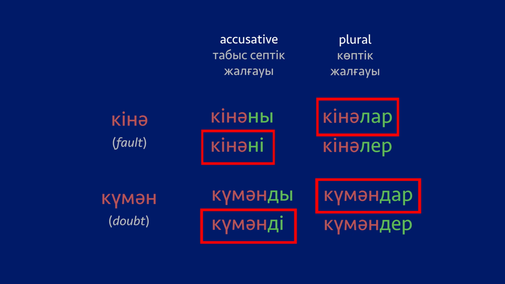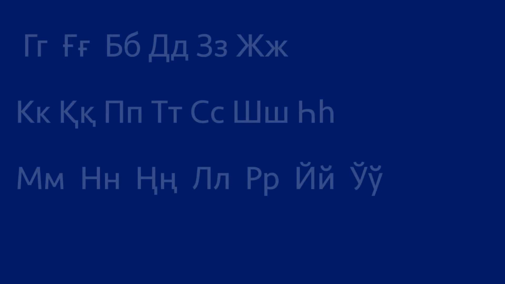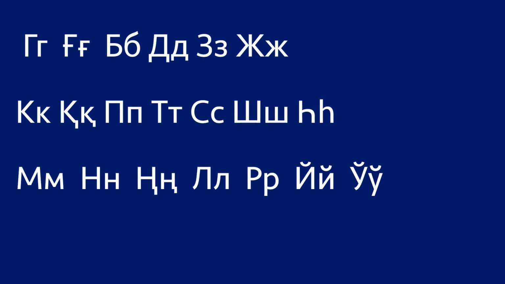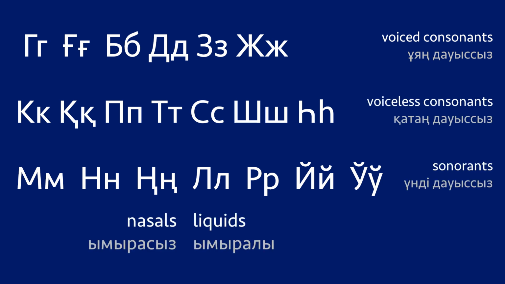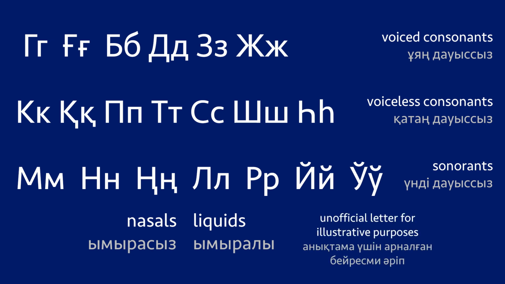The vowel harmony section is over now. From now on, I'll be ignoring it and focusing only on consonants. In the first row, we have voiced consonants. In the second row, the voiceless consonants. In the third row, we have sonorants, including nasals and liquids. The unofficial consonant letter I added is in the liquid section. Knowing the distinction between these consonants will help you with the correct suffix choice, because you'll have to look out for the consonant assimilation too.